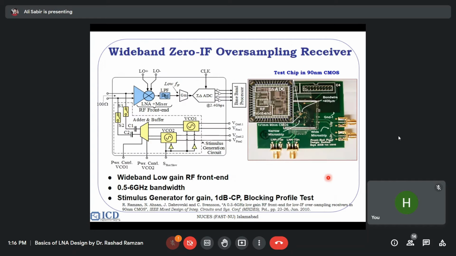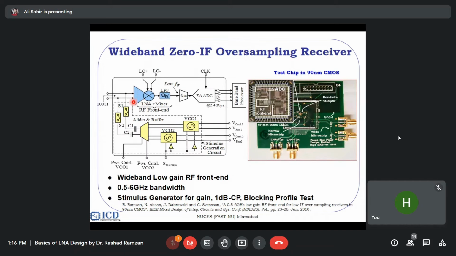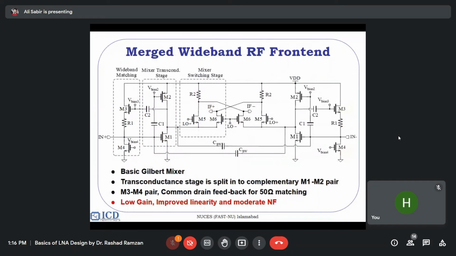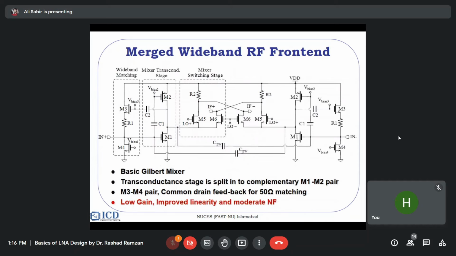So this is an LNA and mixer merged. We have an LNA and mixer in a merged form. You see here, this is the same stage like you have seen earlier, the stage we discussed. And now with this stage, we have put a switching mixer here, and we are driving it with LO signals, which are LO plus and LO minus. Now it's amplifying and down converting in one go.